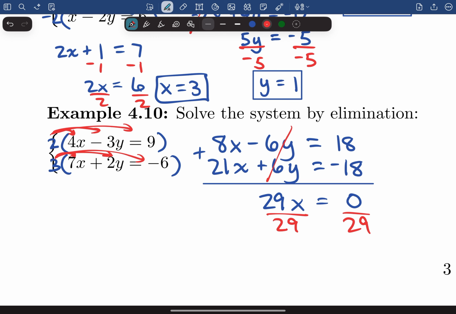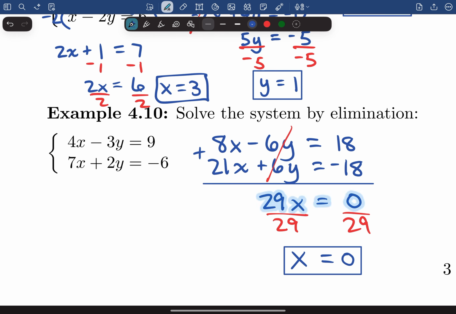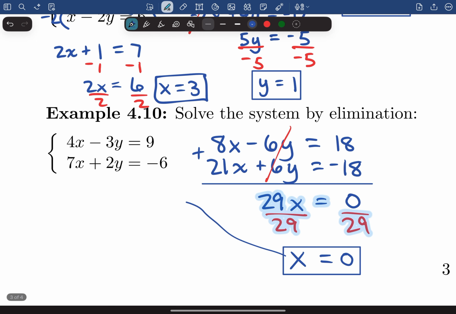And I now have that x equals 0 over 29, which is just 0. Okay? And now that I have found x is 0, I can take that and plug it into one of the two original equations. Okay, so just clearing this up here a little bit, I can take this x and plug it into the top equation or bottom equation, doesn't matter. Like, I could plug it in right there.